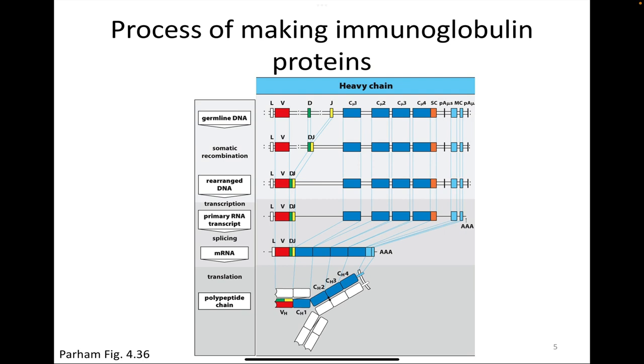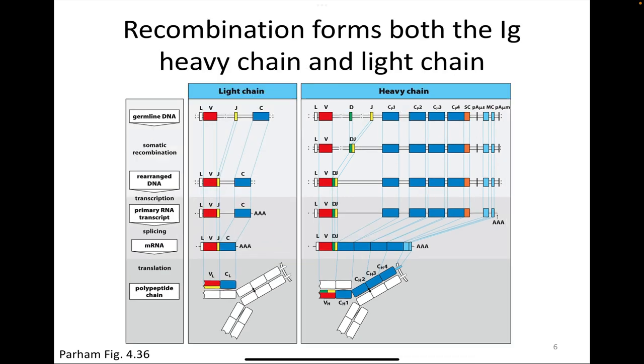And then you can see that we translate this to make our heavy chain. This process happens twice in the life of the B cell, once to make a heavy chain and once to make a light chain. And it's really the same set of steps for making the light chain that it is for making the heavy chain.